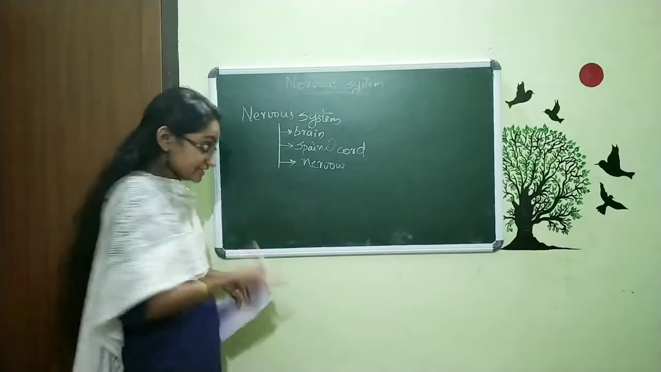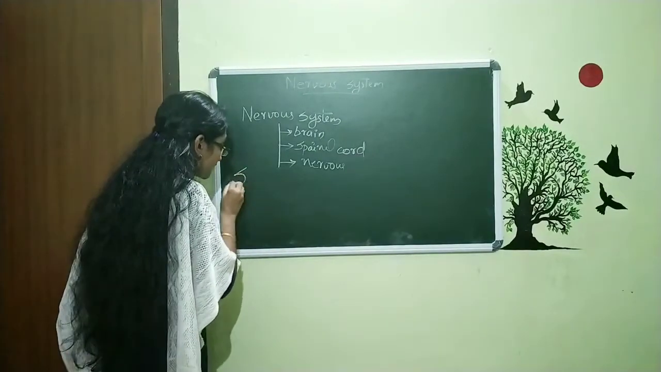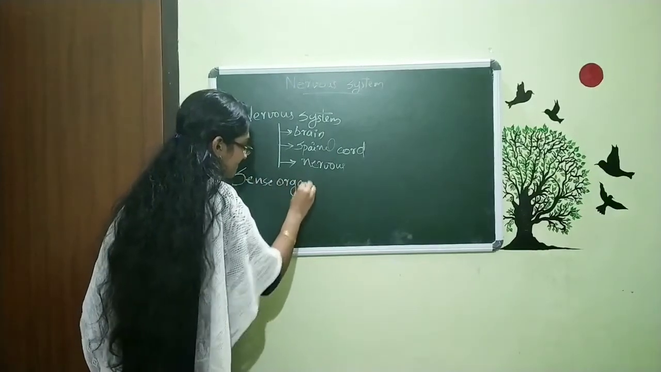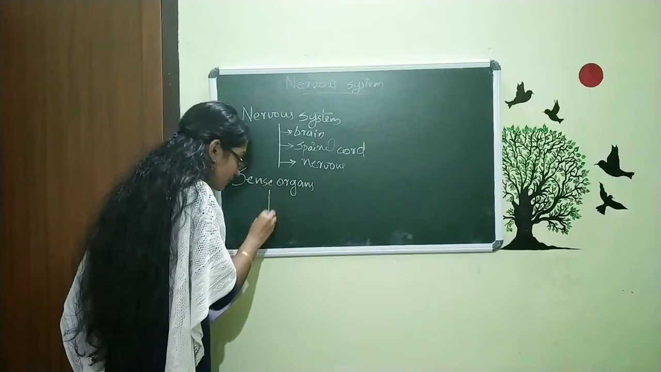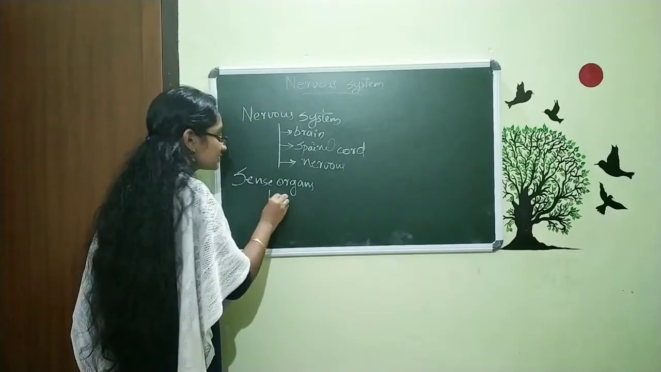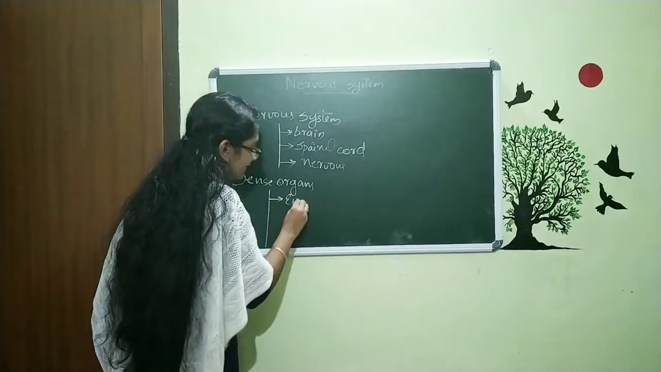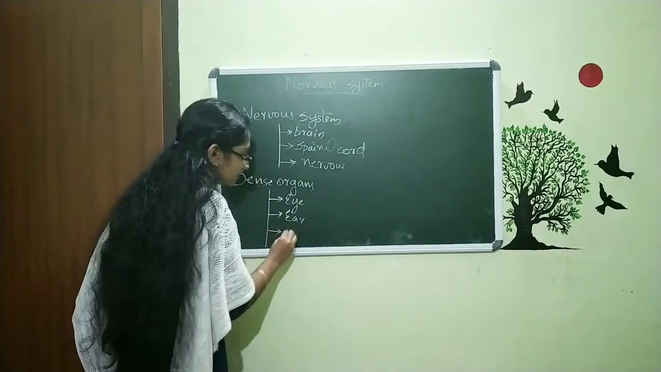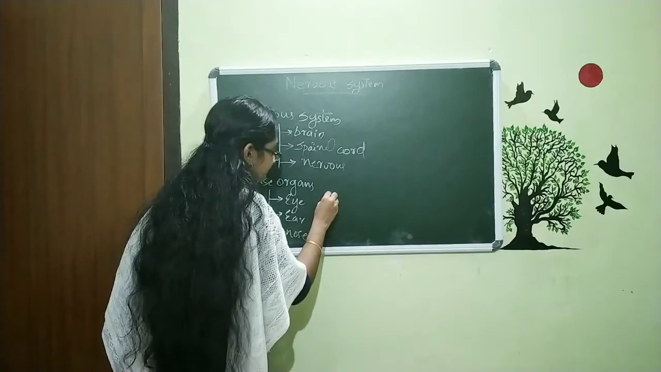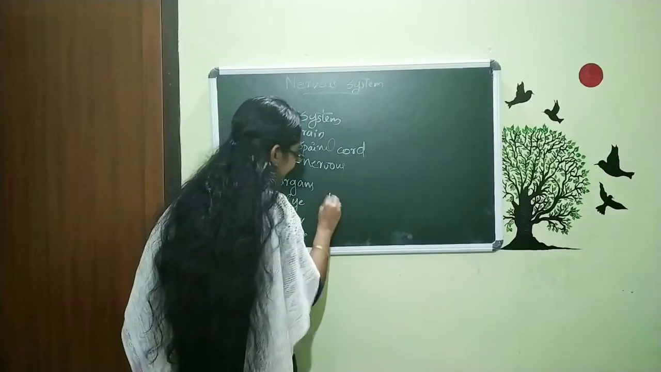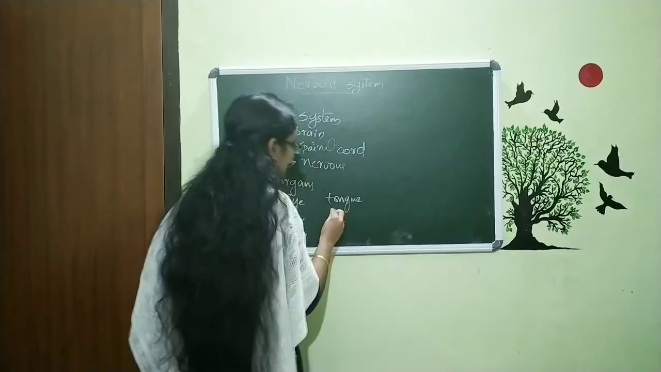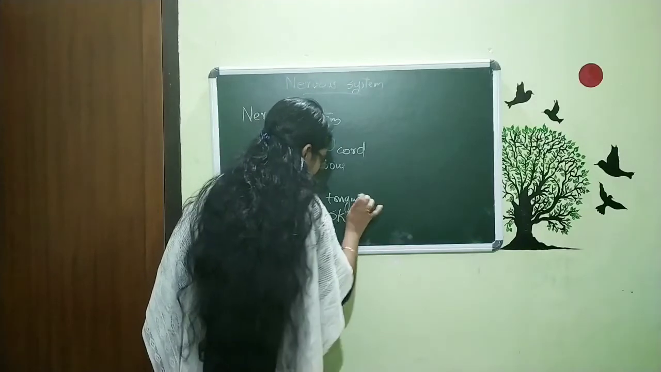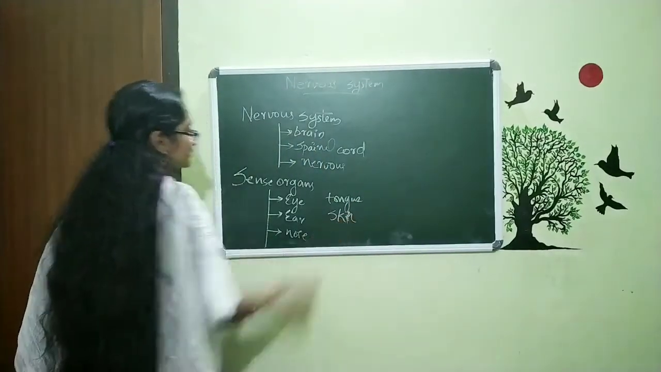After that, we explained in detail about sense organs. And we discussed 5 different types of sense organs. It involves eye, ear, nose, then tongue, and finally skin. This is all about this chapter.